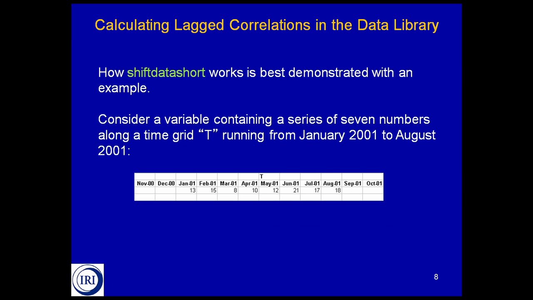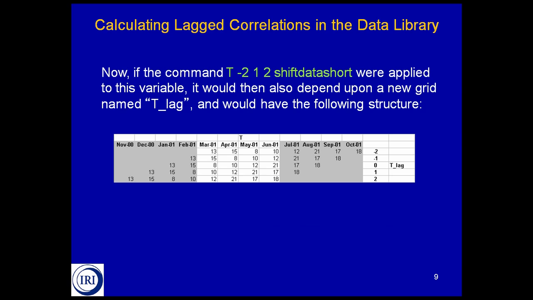How shiftdatashort works is best demonstrated with an example. Here, consider a variable containing a series of 7 numbers along a time grid capital T running from January 2001 to August 2001. Now if the command T -2 1 2 shiftdatashort were applied to this variable, it would then also depend upon a new grid named T_lag and would have the following structure shown here.